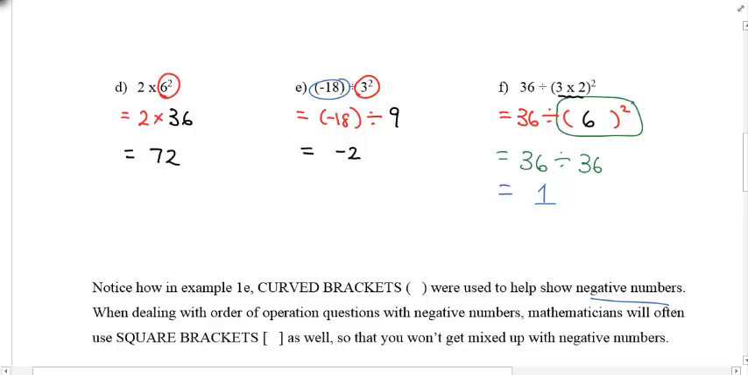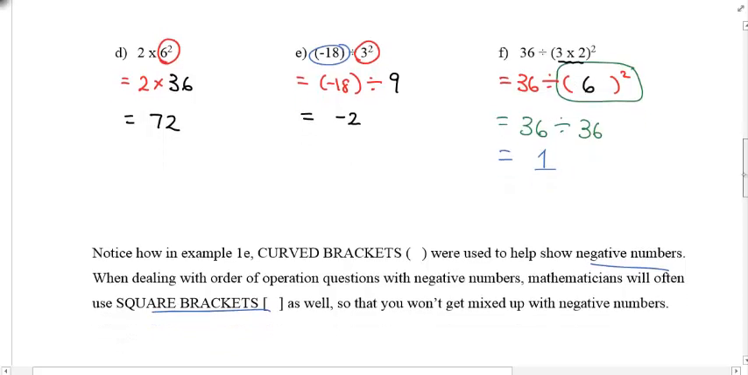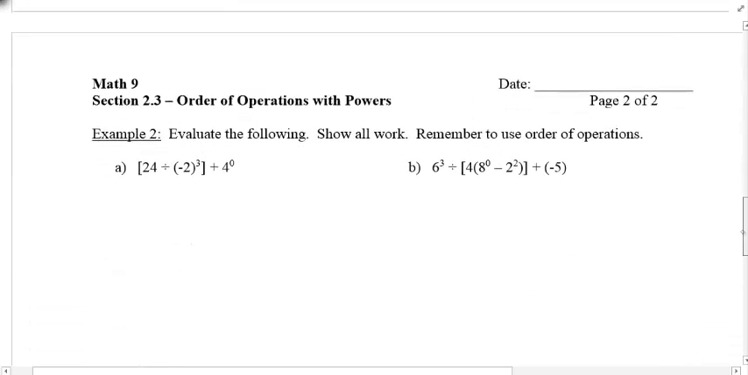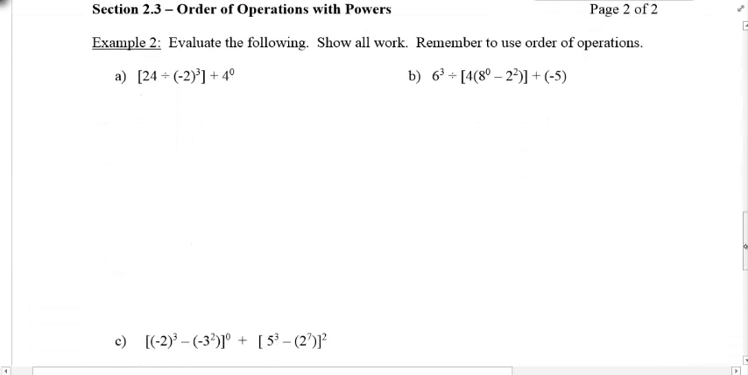So when dealing with order of operations questions with negative numbers, sometimes mathematicians will also use square brackets. Don't freak out. They're just another set of brackets. Okay? So let's turn the page and let's see if we can try some examples with brackets that are square. But once again, square brackets, curved brackets, they're just brackets. Okay?